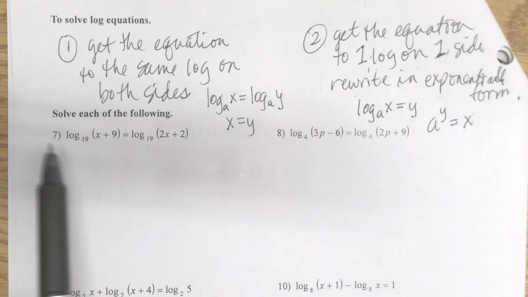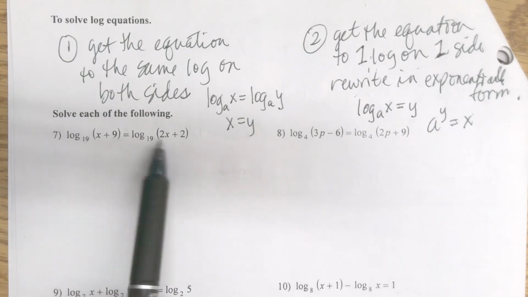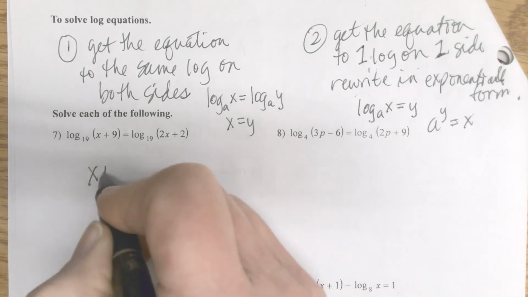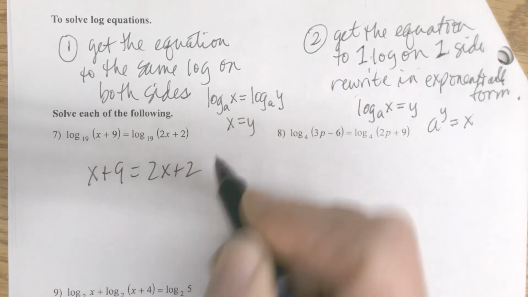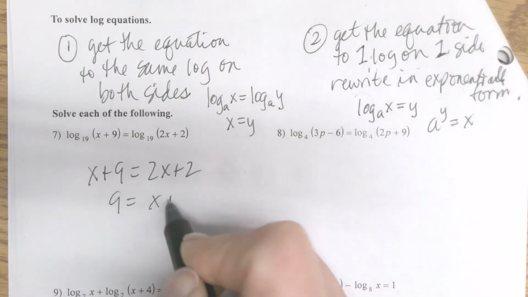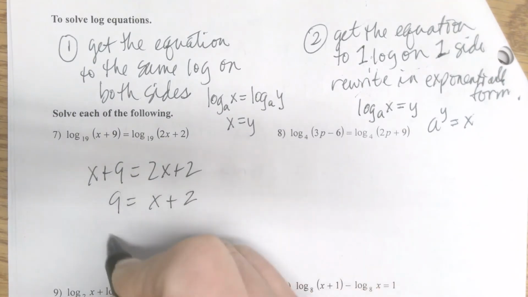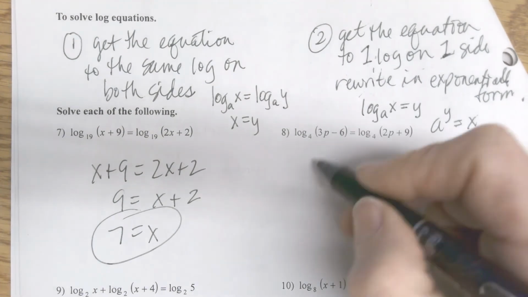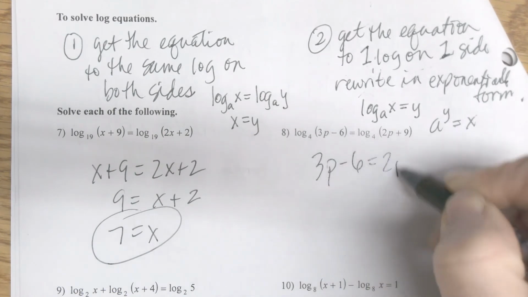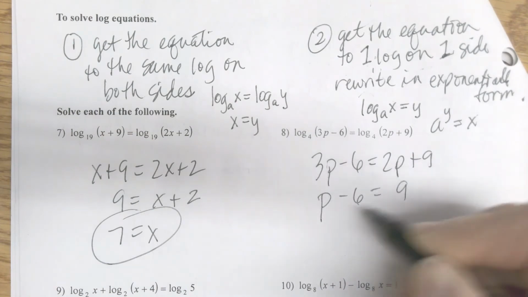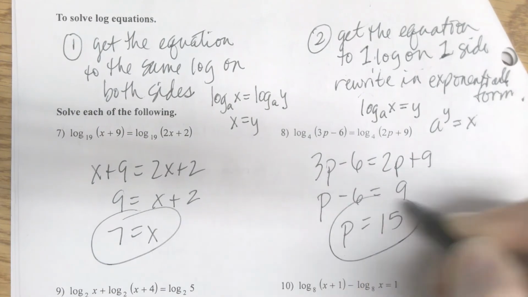So if you look at this first one, I have log base 19 of x plus 9, log base 19 of 2x plus 2. Because I have 1 log on each side, I'll just write x plus 9 equals 2x plus 2, and then I can go ahead and solve. Just like a regular equation, I minus x, so 9 equals x plus 2. I minus the 2, so 7 equals x, and that's my solution to my equation. Next one is very similar. 3p minus 6 equals 2p plus 9. Solve, I get p minus 6 equals 9, add the 6, p equals 15, and I'm done with that.